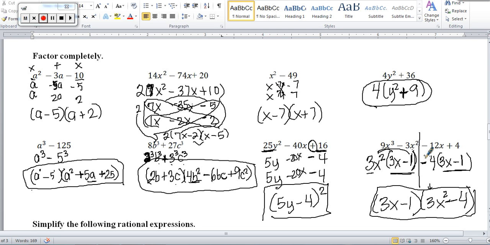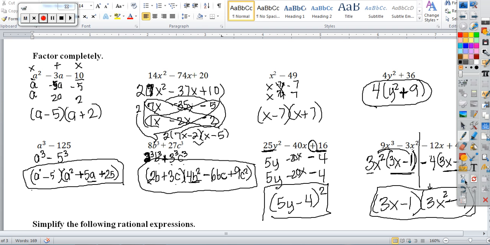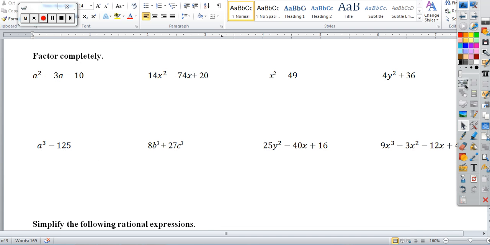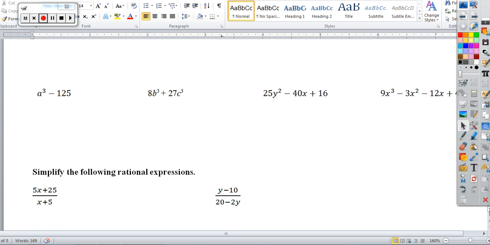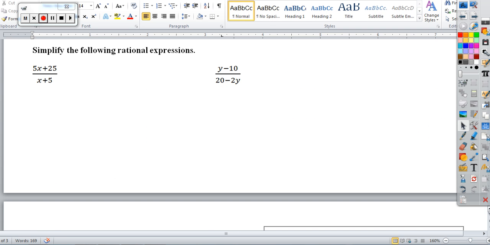Okay, so there we have the factoring done. Now we just have left our rational expression. So let me clear and change the page here. And then we will move on. So here we have simplifying rational expressions right here. Okay, let me give you some advice.